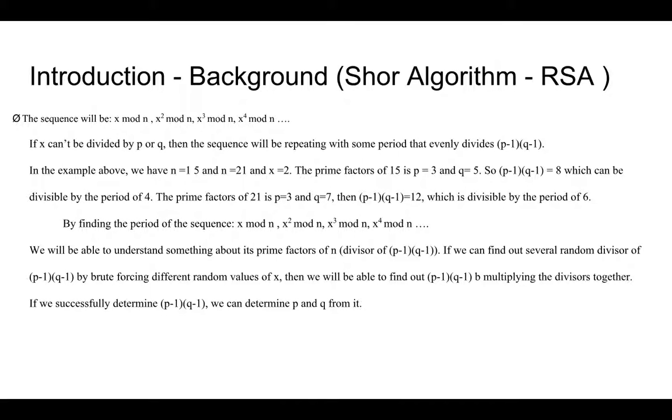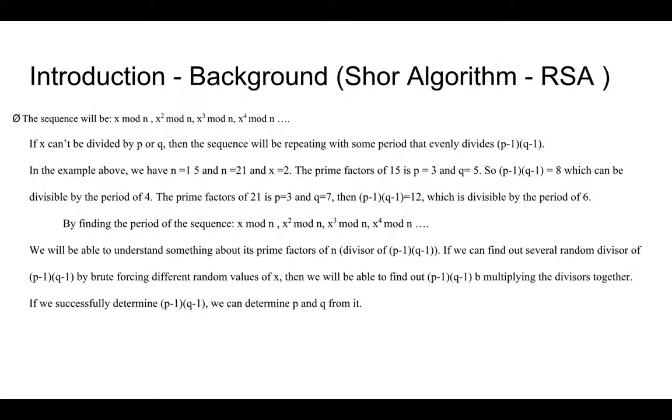By finding the period of the sequence x mod n, x squared mod n, x cubed mod n, and x to the power of 4 mod n, we will be able to understand something about the prime factors of n, the divisors of p minus 1 and q minus 1. If we find several random divisors of p minus 1 and q minus 1 by brute forcing different random values of x, then we will be able to find p minus 1 and q minus 1 by multiplying the divisors together. If we successfully determine p minus 1 and q minus 1, we can determine p and q from it.